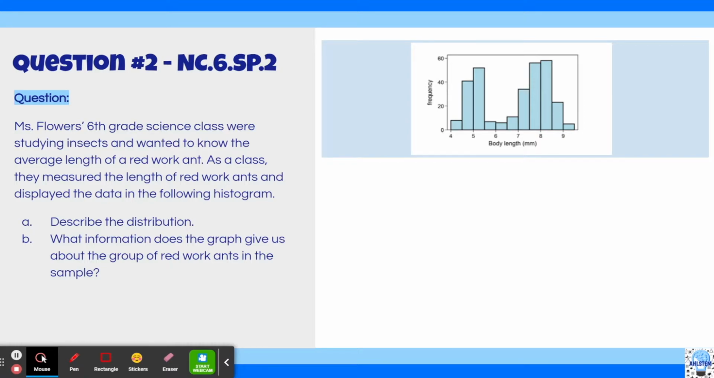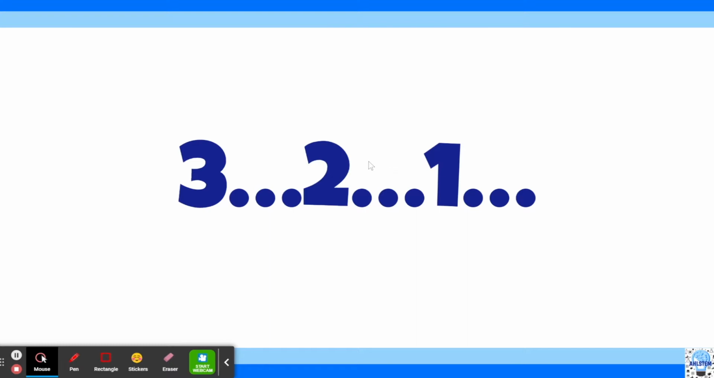So there are two parts to this question. One, describe the distribution, and two, what information does this graph give us about the group of red work ants in the sample? Okay? And the distribution is simply just the skew or the placement of the data points on the graph. So pause the video, solve the question, and in a few seconds we'll check.